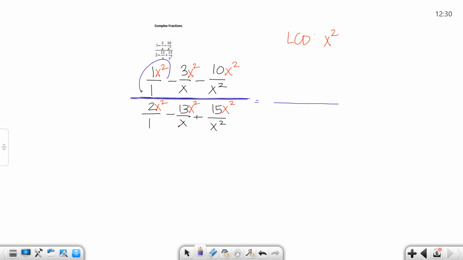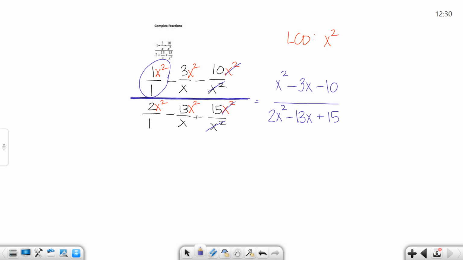For this first one right here, you have x squared over 1. Well, that's just x squared. For this middle fraction, you have 3 with 2 x's in top over 1 x, so that would be a 3 with 1 x left over. And for this last one, your extras cross out, and that would be a minus 10. So that's very user-friendly. Okay, looking in the bottom, you would have a 2x squared over 1. That's just 2x squared. In the middle, one of those x's cross out, so that would leave you with a minus 13x. And in this last one, both x's cross out, and so that would leave you with a 15.